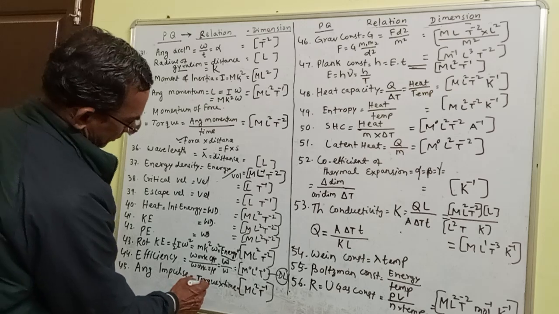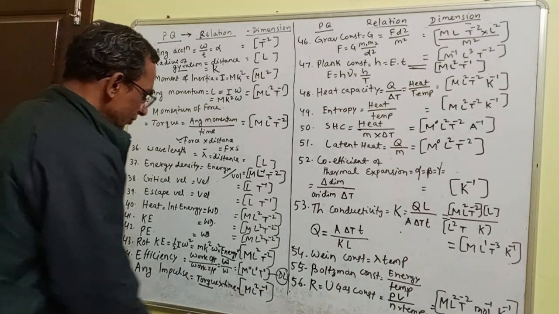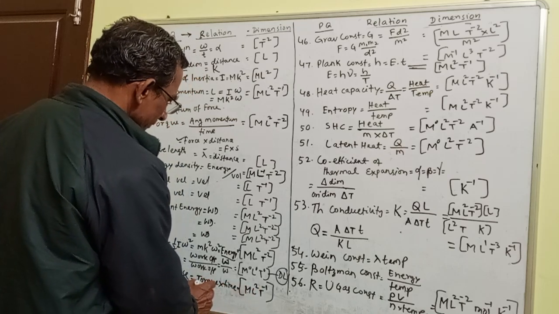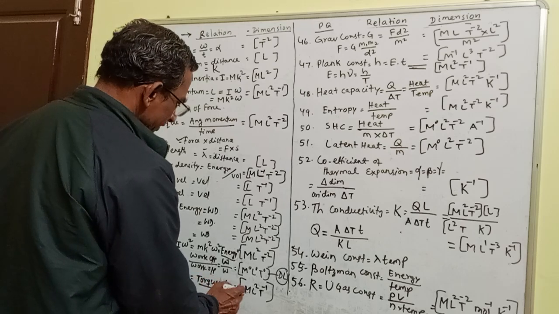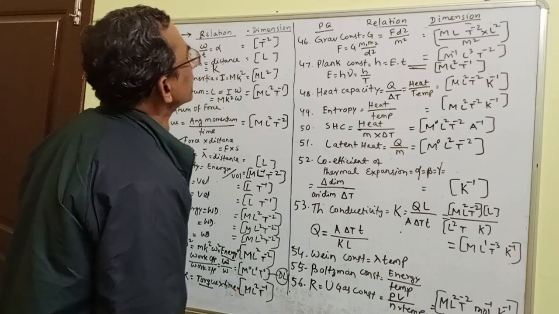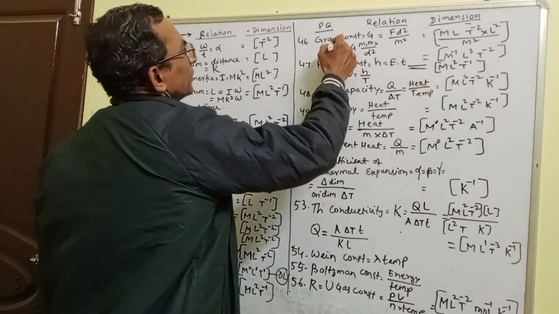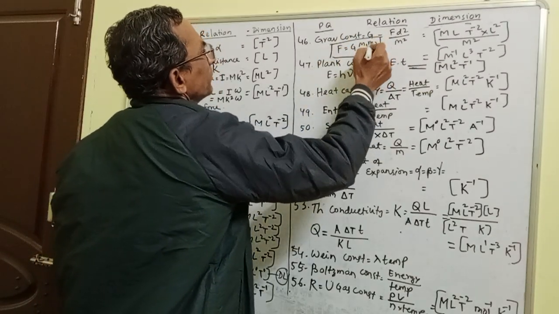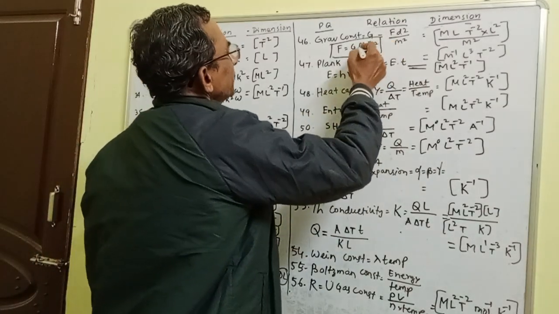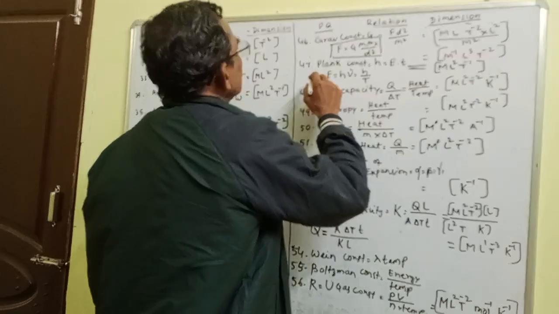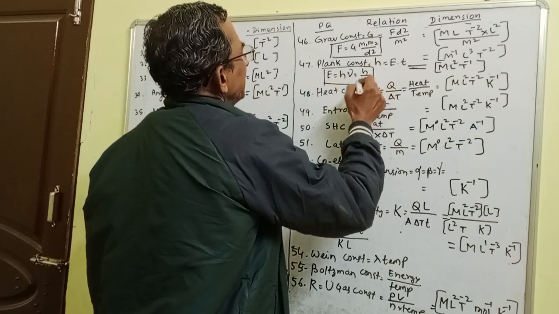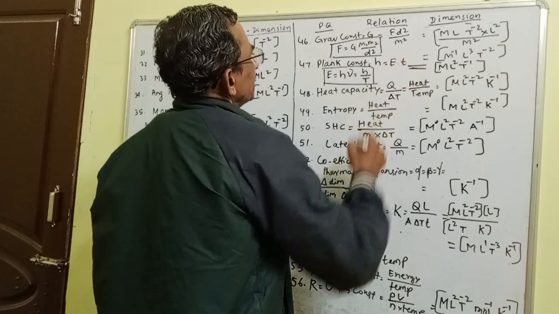Angular impulse is torque into time. Torque is force into distance, force is MLT minus 2, then torque is ML2T minus 2, then time is multiplied and it becomes ML2T minus 1. Next is gravitational constant, force is G m1 m2 by distance square. Now G becomes F into distance square by mass square. Planck constant h is equal to h nu, nu is 1 by T, hence h is equal to energy into time.